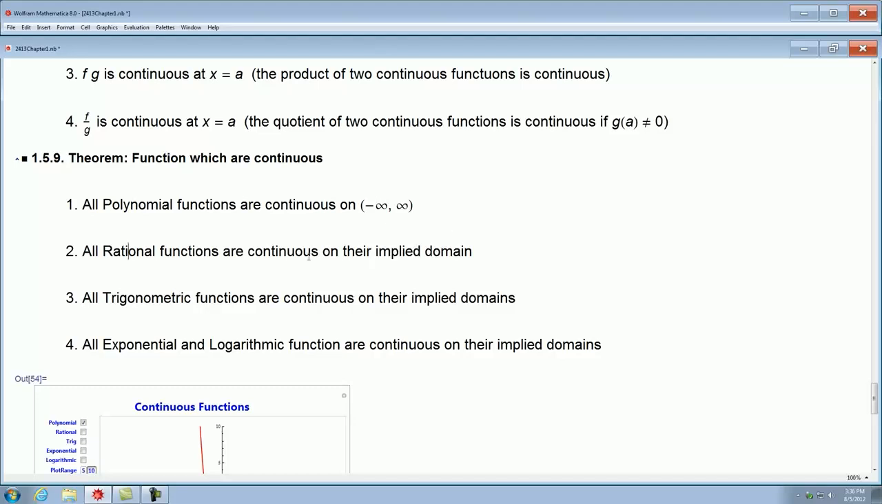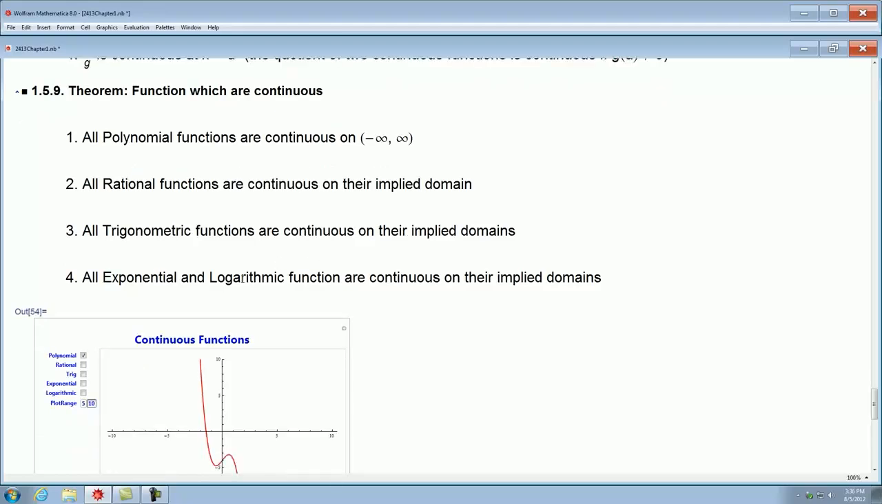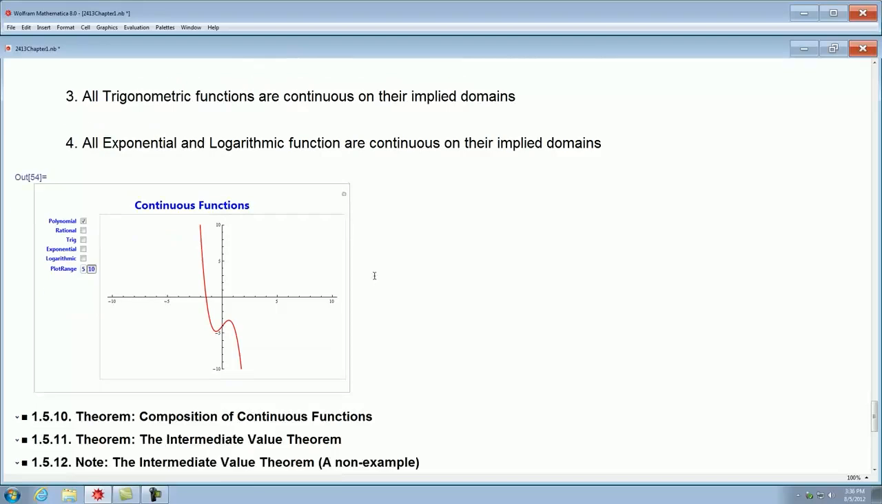Of course, there are certain points that you can't plug in, but everywhere you can plug in, you can be assured of continuity. Every trig function is continuous on its implied domain. Every exponential and logarithmic function is continuous on its implied domain. So here's an example of a polynomial. We can see it's nice and smooth. There are no jumps in the graph. There are no jump discontinuities or infinite discontinuities. Nothing's happening there. So it is continuous everywhere.